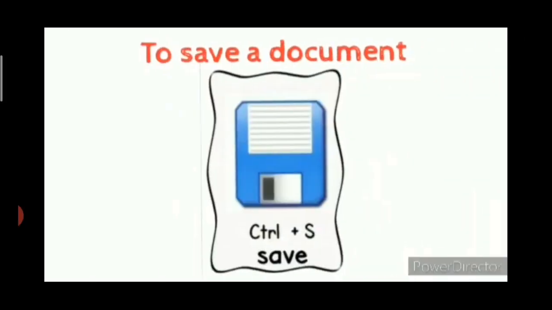Next, to save a document, we have a save button on our screen also, but we can save our document by using this shortcut key also. Like for saving a document, we use Ctrl plus S. So we have to press the Ctrl button and the S alphabet at the same time so that we can save our document.